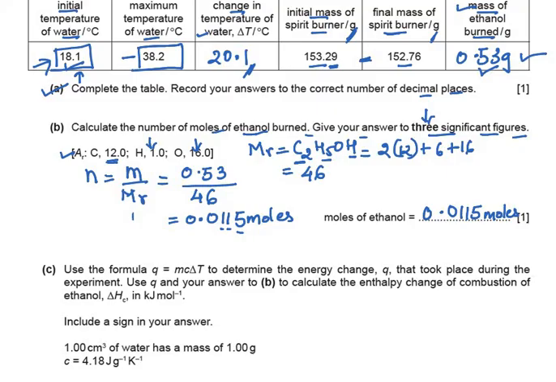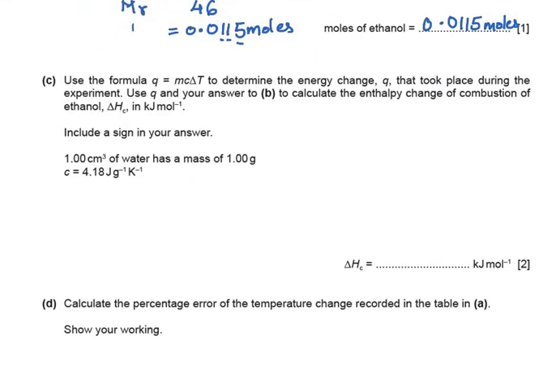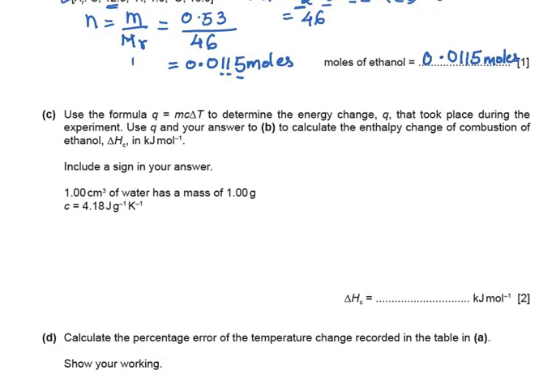So now let's go ahead with the next part of the question. It says, use the formula Q equals mc delta T to determine the energy change Q that took place during the experiment. Use Q and your answer to B to calculate the enthalpy change of combustion of ethanol in kilojoules per mole. Now include a sign in your answer. 1 centimeter cube of water has a mass of 1.00 gram and the specific heat of water, that is c, is also given, 4.18 joules per gram per Kelvin.